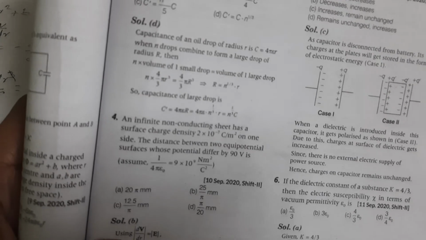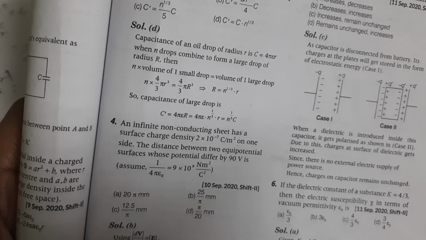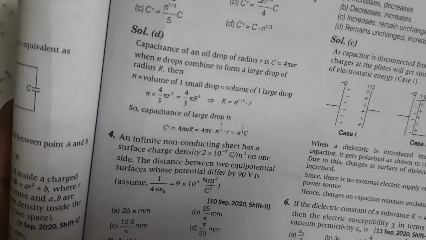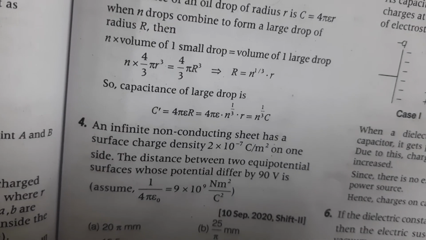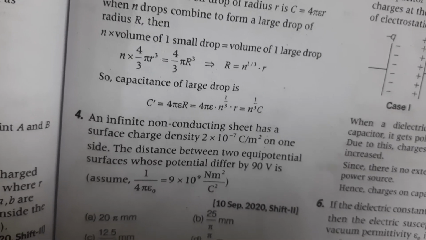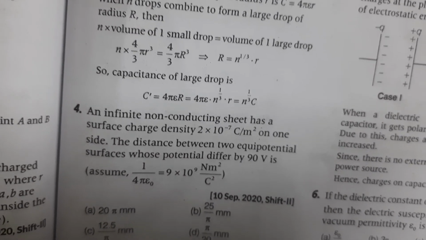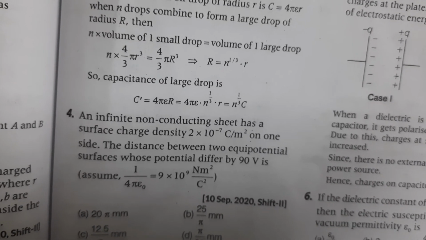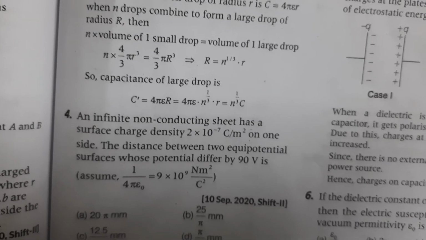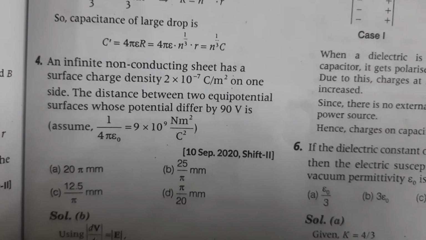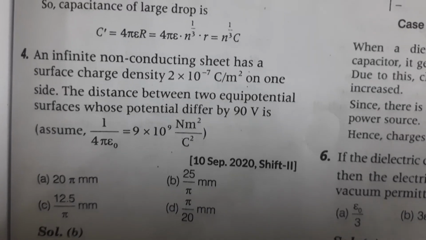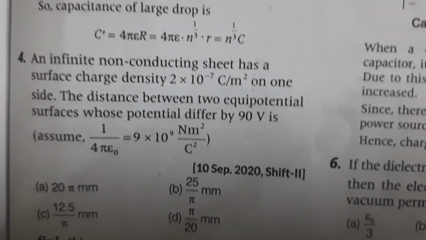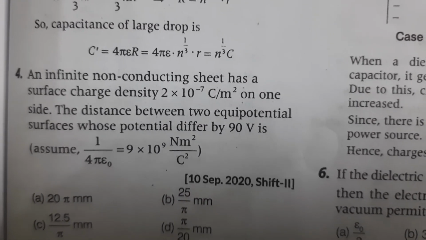Look here. See, an infinite non-conducting sheet has surface charge density how much? 2 into 10 to the power of minus 7 coulomb per meter square on one side. The distance between two equipotential surfaces whose potential difference is how much? 90 volts. Assume 1 by 4 pi epsilon naught, they have given, but you see all options they have expressed in terms of pi. A, B, C, D, in all options we should express that answer in terms of pi.